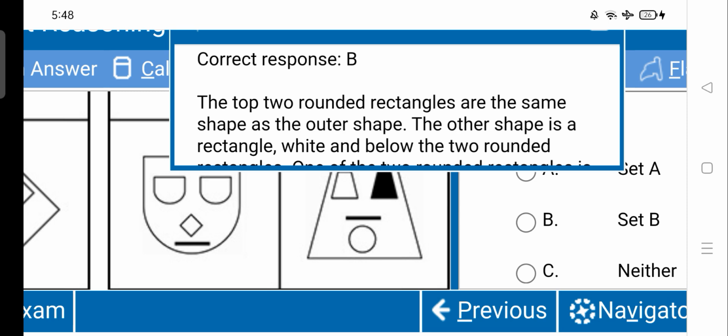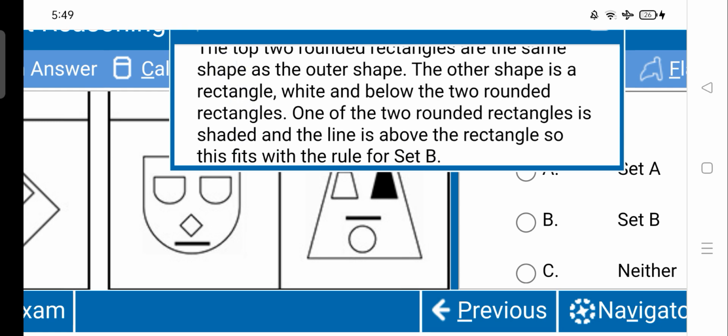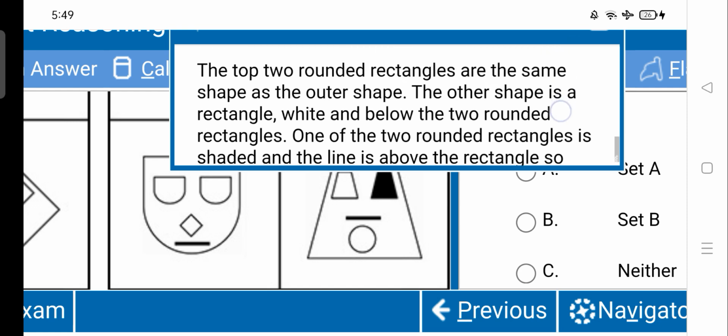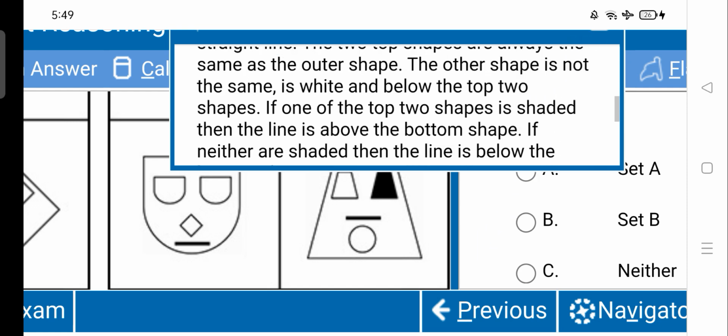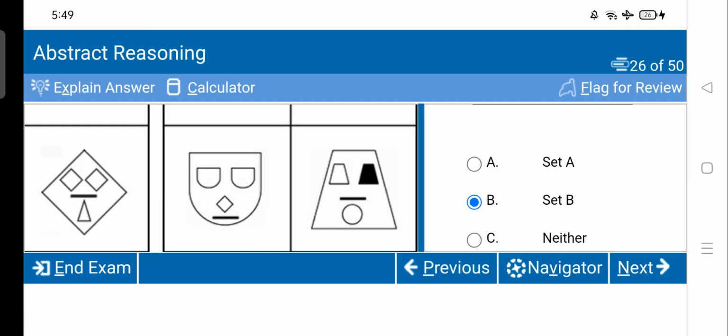The top two rounded rectangles are the same shapes as the outer shape. The other shape is a rectangle, white, and below the two rounded rectangles. One of the two rounded rectangles is shaded and the line is above the rectangle, so this fits with the rule for set B. So that's how we can say the correct option we have is option B, which is set B.